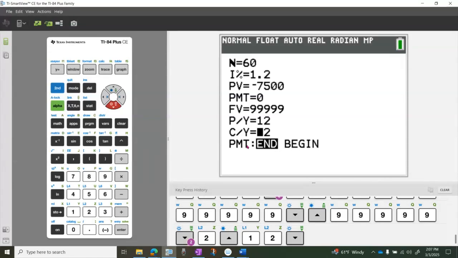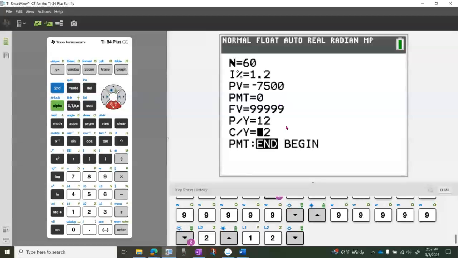And the last row, PMT: END and BEGIN. In our entire course, just remember, we only use END. We never use BEGIN. Next time when we learn annuity, we will understand this entry better. But just remember the entire course, we never use BEGIN, we only use END.